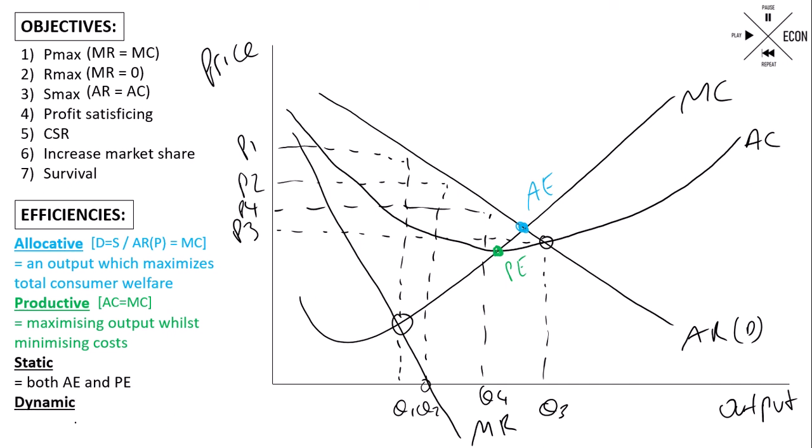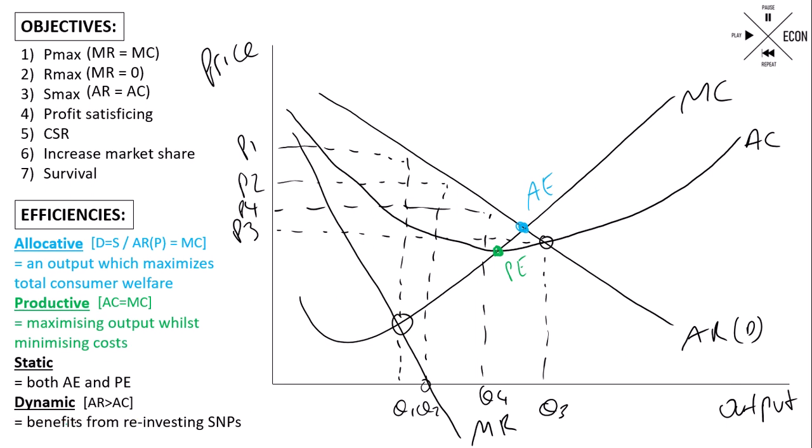And see if you can recall what dynamic efficiency is then, please. So hopefully you've got that dynamic efficiency is when a firm benefits, or consumers benefit from a firm reinvesting its supernormal profits, and that obviously requires AR to be greater than AC.